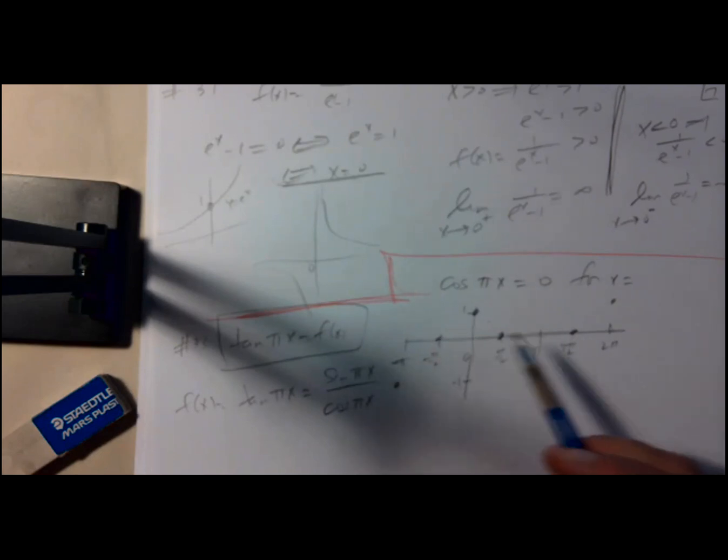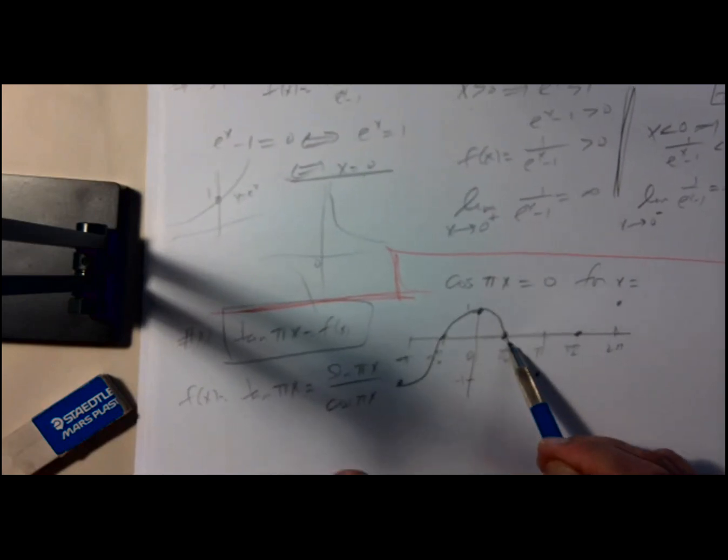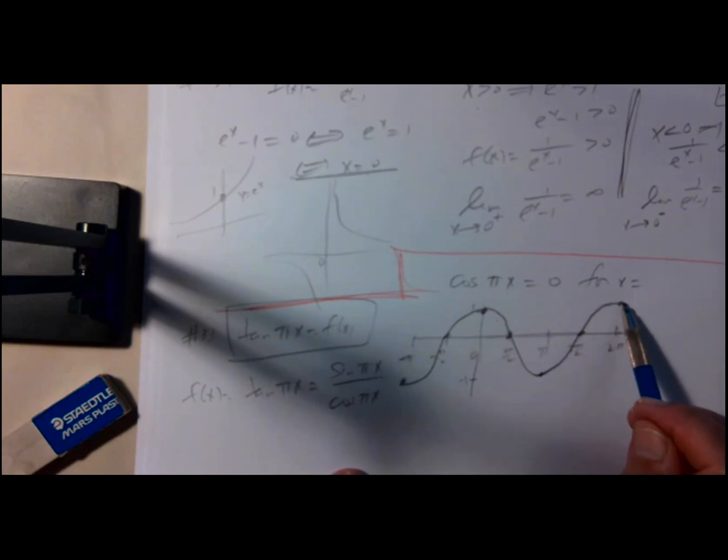What's the cosine of pi over 2? Is it 0? Yep. What's the cosine of 3 pi over 2? Zero. Yeah. What about minus pi over 2? It's also zero. So the graph of the cosine repeats with period 2 pi. It just oscillates like that.